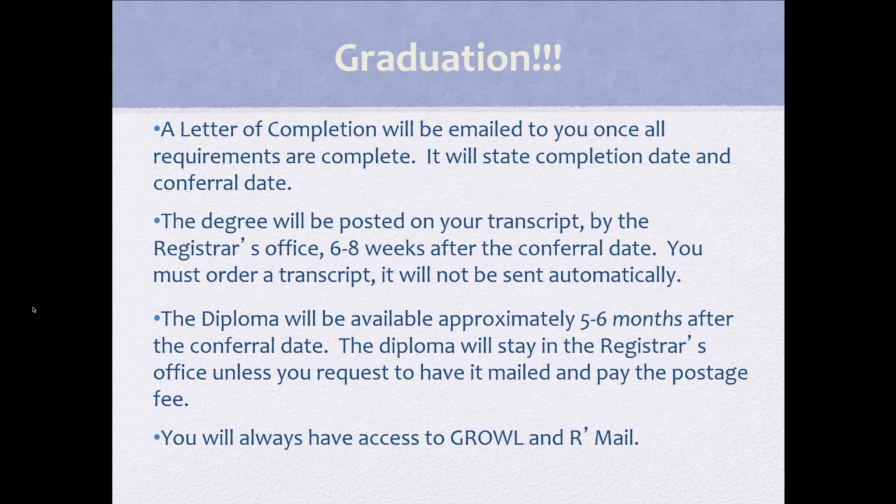The diploma will take about 5 to 6 months after the conferral date to be available. That is also handled by the registrar's office. What will happen is once your diploma is ready, the registrar's office will send an email to your UCR email account letting you know. And at that time, you can either go to their office to pick it up or arrange with them to have it mailed to you. Another couple notes here, you will always have access to Growl and RMail. So as long as you keep using your RMail, that should stay active for you.